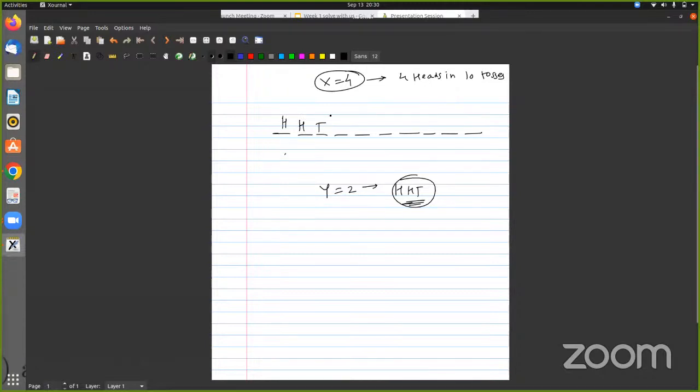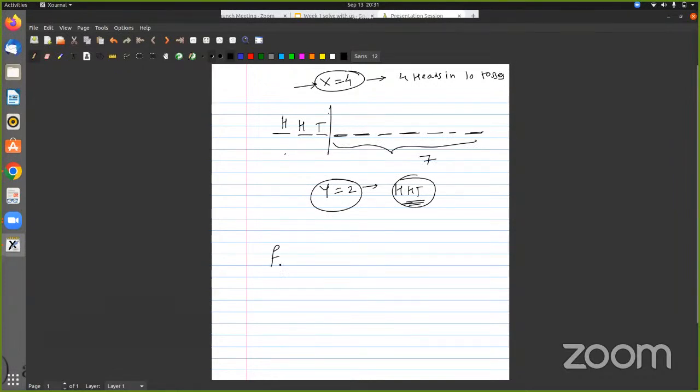Yes. And we have already been given that y equals to 2. That means in the first 3 tosses, this is the condition, right? Given that, for x equals to 4 to become true, how many heads do we require in the remaining tosses? 2 heads in how many tosses? Remaining 7 tosses. That is the numerator. But how can I find the denominator, f of y equals to 2?